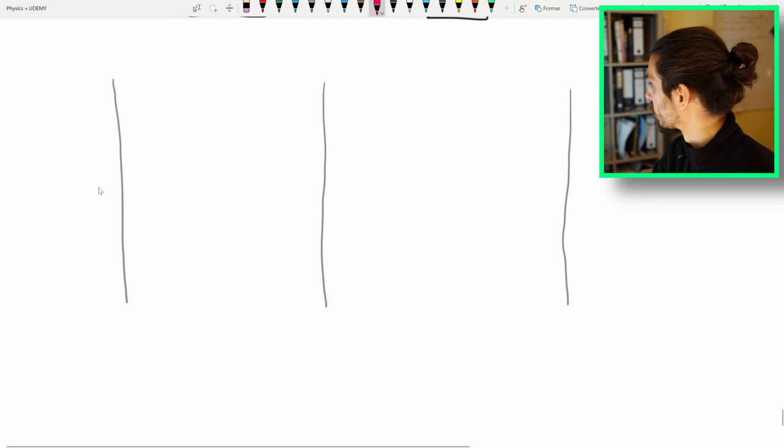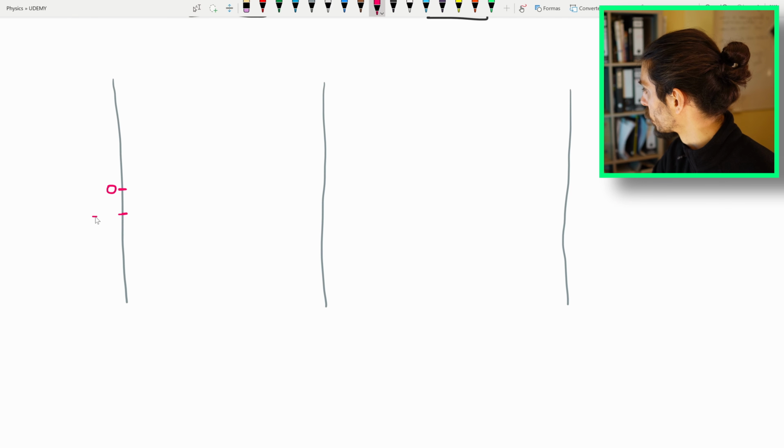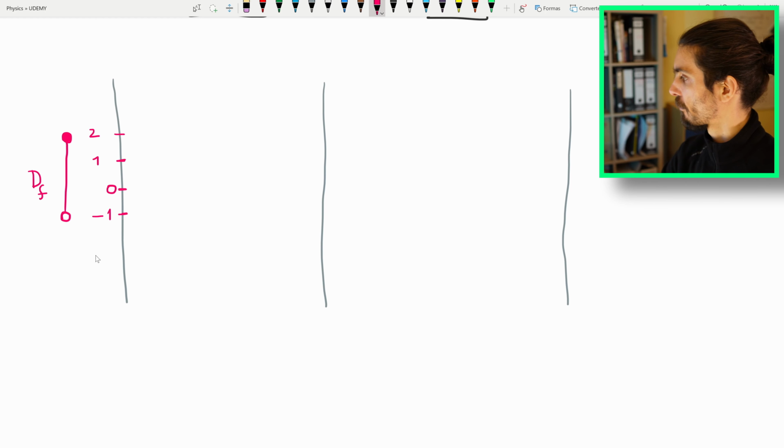So let me draw it. So it's 0 here. This is -1. This is 1, and this is 2. So the set which is involved is open here up to closed here. So this is the domain of our function f.